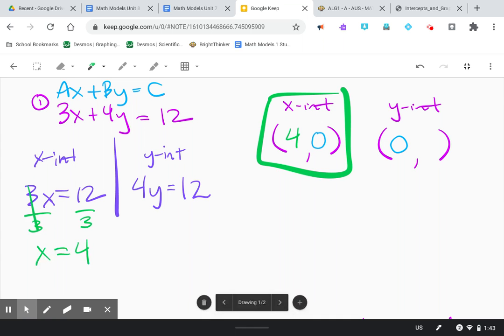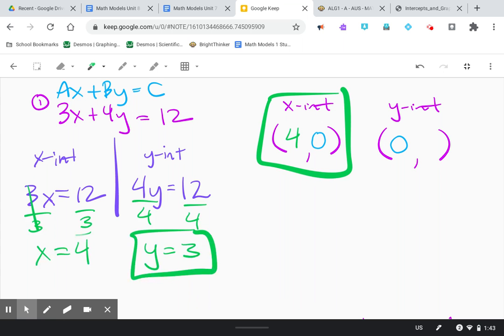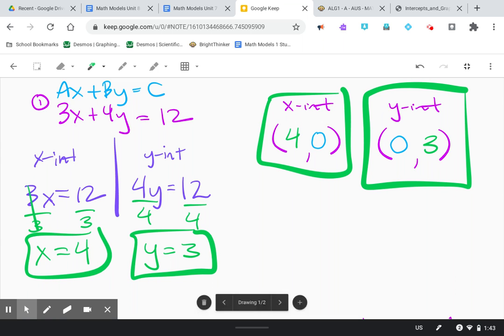For the y-intercepts, we look only at the y term. We solve. Again, we're just solving basic algebra here. And we get 3, which is the final answer. And so these would be the x and y intercept of the graph.